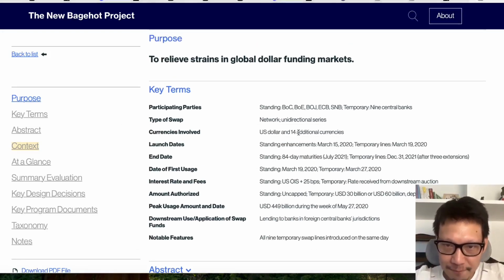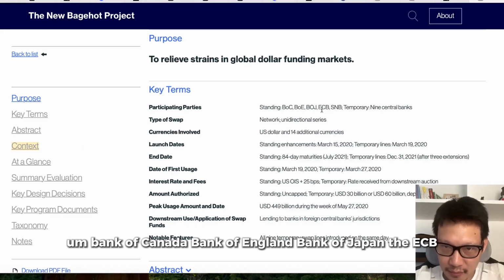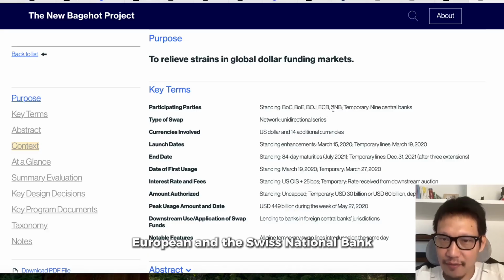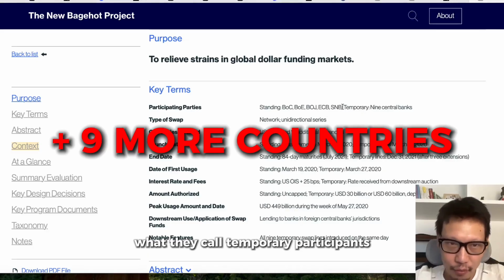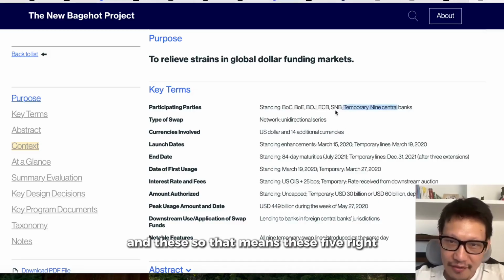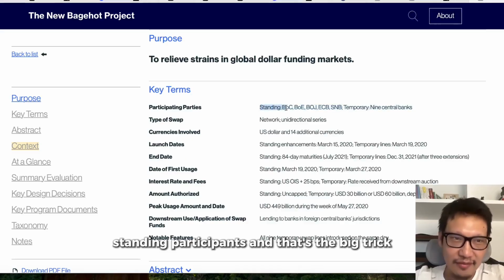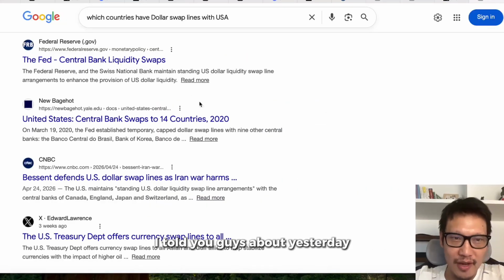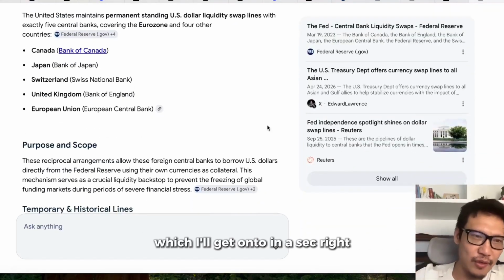So basically, the Bank of Canada, Bank of England, Bank of Japan, the ECB, the European Central Bank, and the Swiss National Bank, those 5 are what they call standing participants, and then 9 temporary participants. And that's the big trick I told you guys about yesterday. This has got everything to do with Bitcoin, gold, silver, which I'll get onto in a sec.